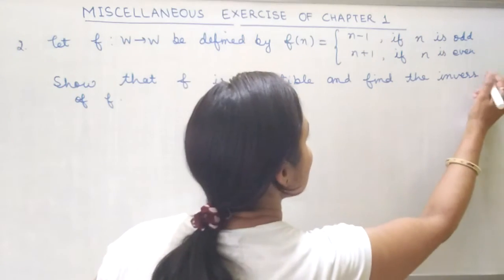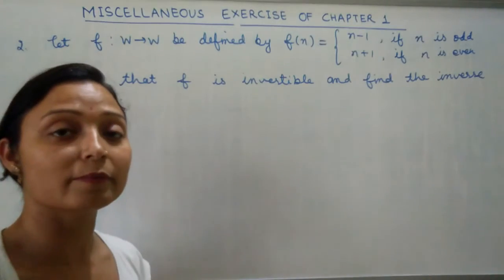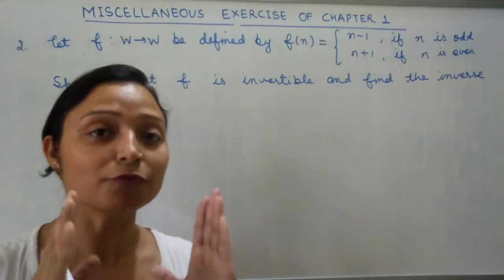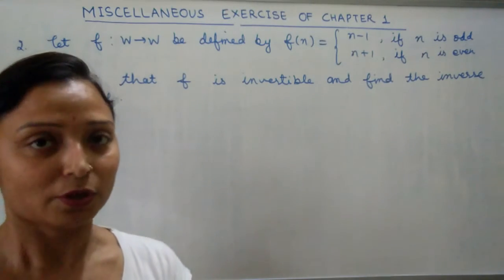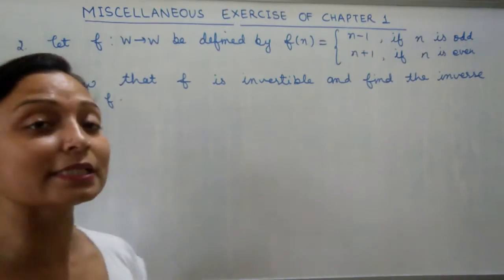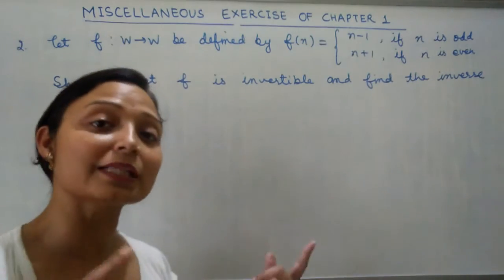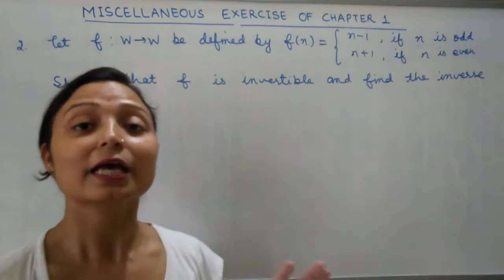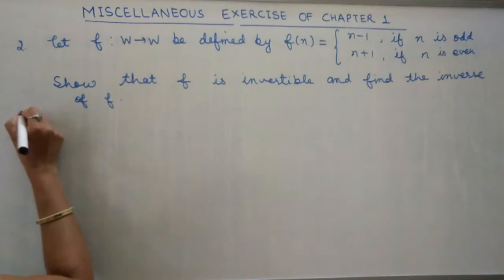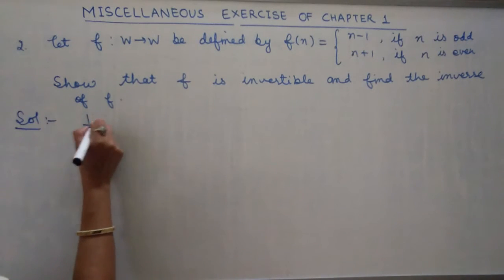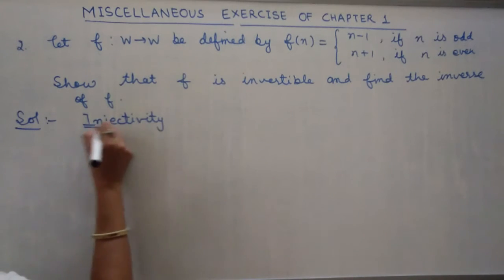To show the function is invertible, we have to focus on 1, that means injective, and on 2, that is surjective function. Okay, if I prove the function is injective as well as surjective, that means it is invertible. By using that invertible function, we can find the inverse. Okay, so let's start with the function's injectivity. First of all, we will prove it for injectivity.